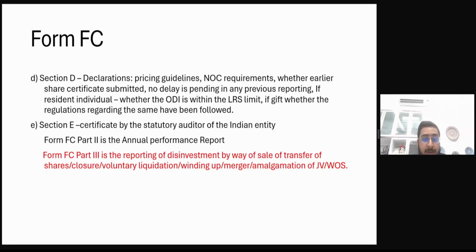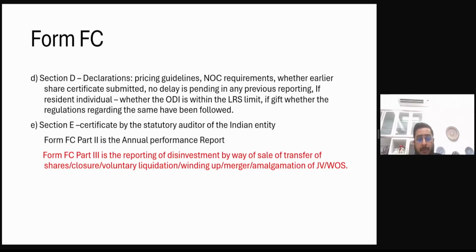in the previous reporting. Very important when you're doing an ODI as a statutory auditor also, you should ensure that any previous reporting, whether there is any delay regarding the same, if they've not yet been done, you cannot do an ODI before all that delay has been regularized. For example, a company has made an ODI in a foreign entity. He now wishes to make another ODI. He wishes to maybe invest in more share capital, or he wishes to make a loan. You have to see whether your earlier compliances have been done or not.